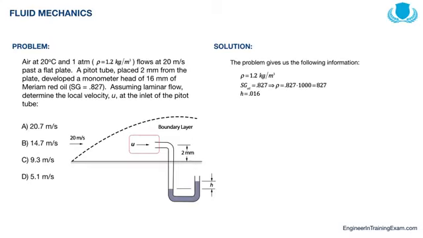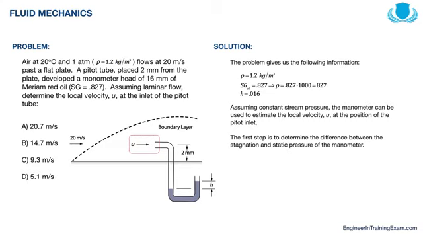This problem gives us the following information. We have the density of the air, which is 1.2 kilograms per meter cubed. We have the specific gravity of the oil at 0.827. With this, we can determine the density of the oil by multiplying it by the density of water, which is 0.827 times 1,000, and we get 827 kilograms per meter cubed. We also know the manometer head is 16 millimeters, which we convert to meters, which is 0.016.